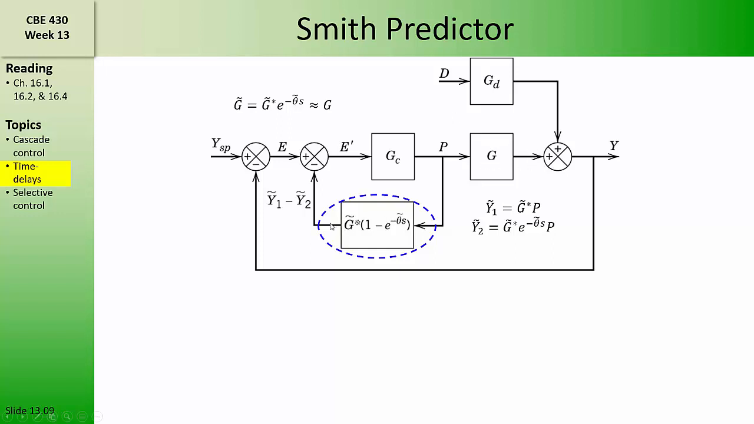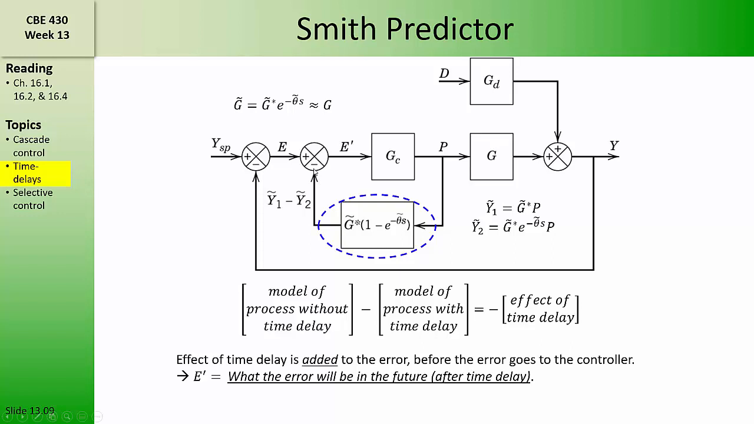contained in g. This signal that is now fed back inside the controller is the difference between the model of the process without the time delay and the model of the process with the time delay. That essentially adds back the effect of the time delay to the error signal. So the error signal going to the controller is actually a prediction of what the error will be in the future, after the time delay. A feedback control loop tuned with an internal time delay like this is called a Smith predictor.